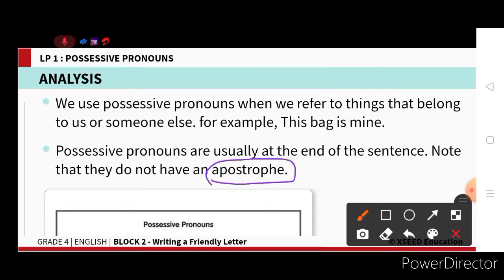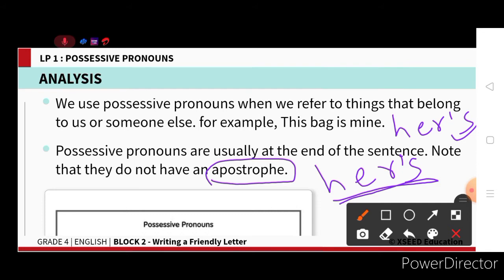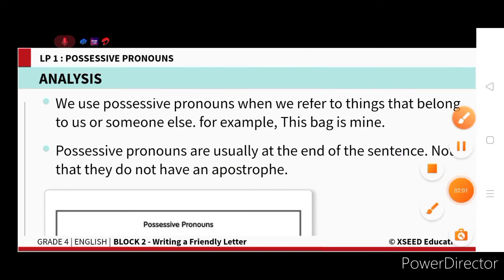Apostrophe. Hers, we will write just like this as a possessive pronoun. Suppose if I put the apostrophe here, it becomes an adjective, a describing word. Whereas without the apostrophe, if I write hers, this is the possessive pronoun. This point you have to remember.